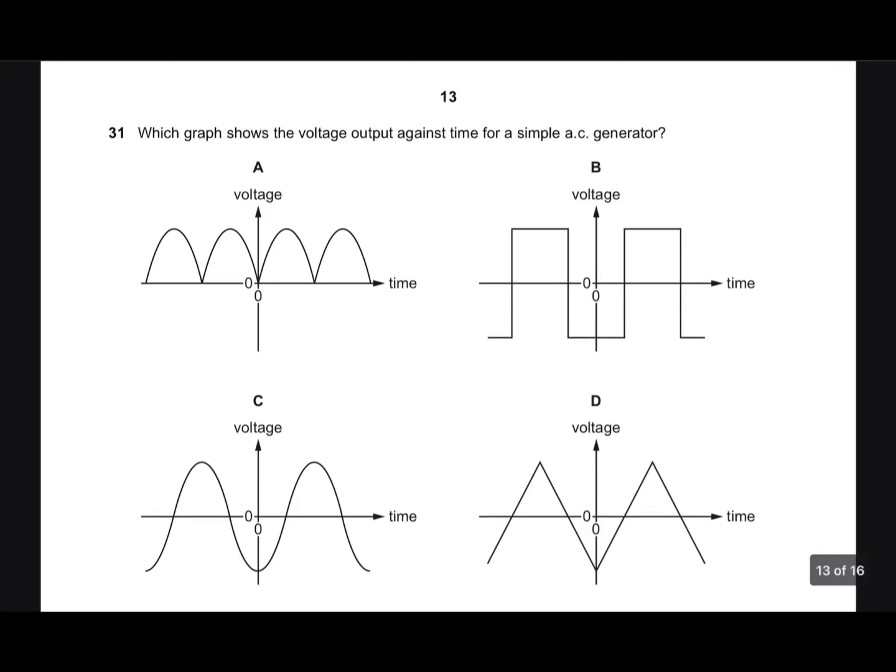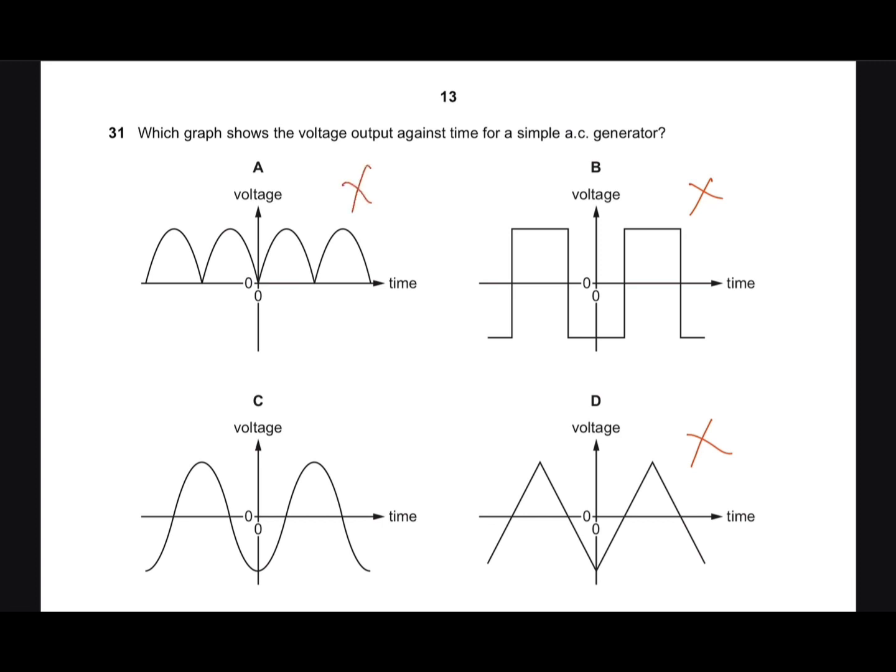Which graph shows the voltage output against time for a simple AC generator? This is not for an AC generator, because an AC generator will develop its voltage, reach a peak, and then change to the opposite direction. A sawtooth voltage is also not possible.